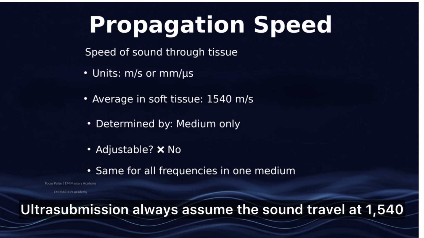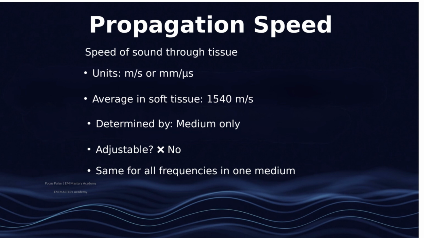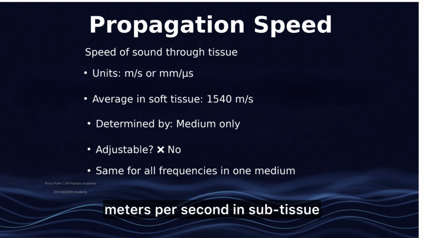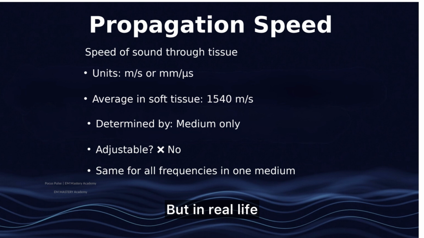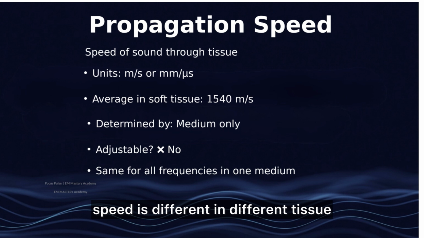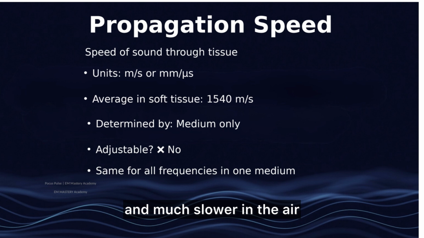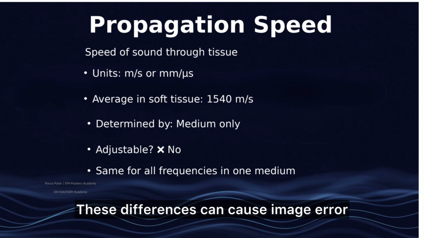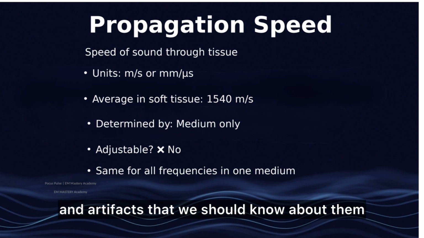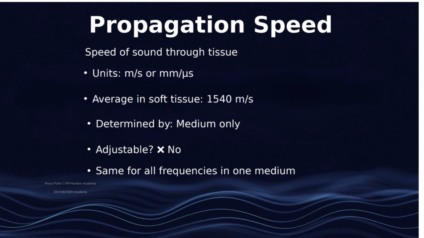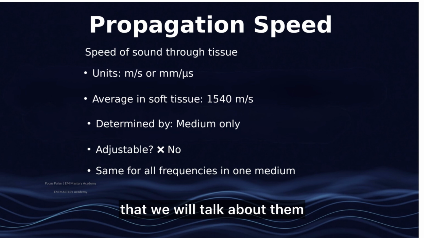The ultrasound machine always assumes the sound travels at 1,540 meters per second in soft tissue. But in real life, the speed is different in different tissue. For example, sound travels much faster in bone and much slower in air. This difference can cause image errors and artifacts that we should know about. Two things decide the speed: stiffness and density of the tissue, that we will talk about.